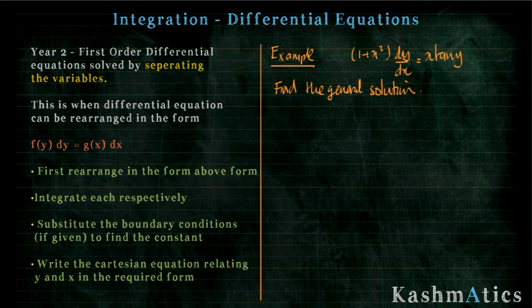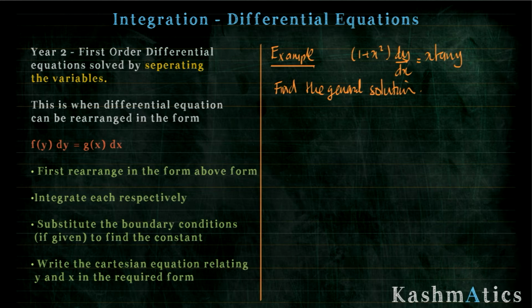Okay, so the first thing you do is rearrange the differential equation to get it in the form that I've got above. Okay, and what you do then is integrate each side respectively. And if you've got any boundary conditions, you substitute those to find the constant. And then what you do is write the Cartesian equation relating y and x in whatever form that's required from the question.